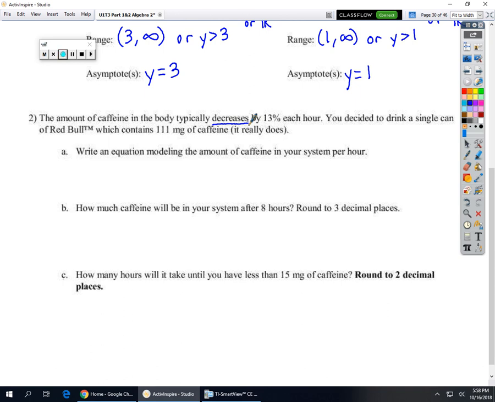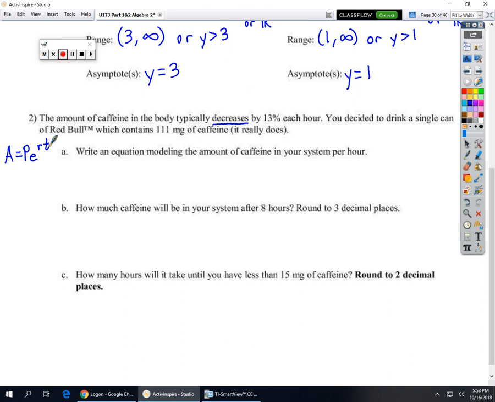So the formula for this, now this is caffeine. Caffeine does not get removed from your body, it's not saying it removes 13% per hour. It continuously decreases by about a rate of 13% each hour. Since this is a continuous decrease, we're going to use the continuous exponential function, which is A equals P e to the rt. So this is your PERT equation.